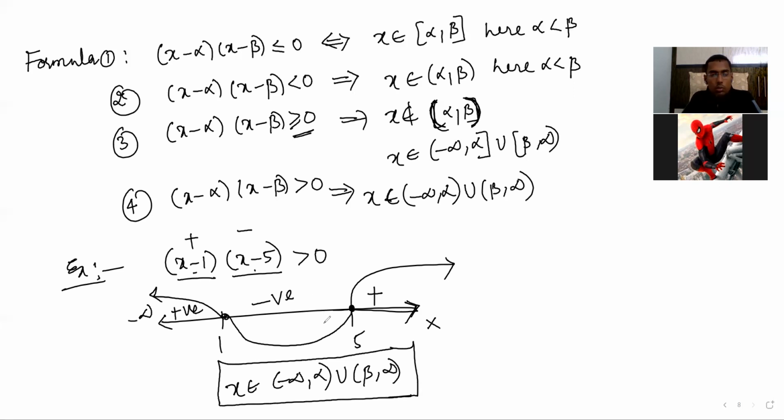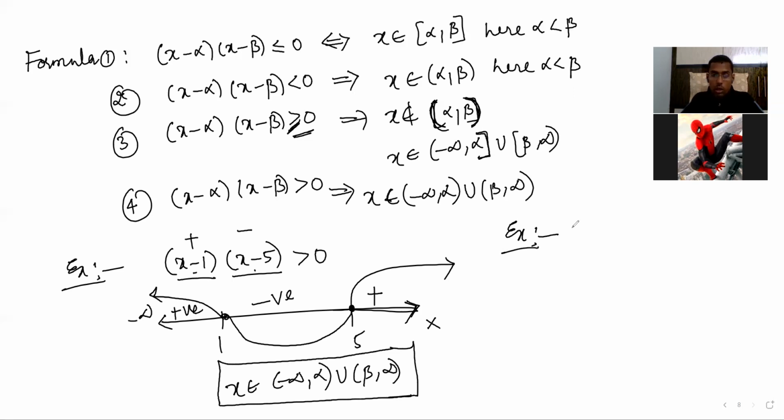Sir, I have a small doubt. In the third formula, x belongs to minus infinity to alpha. Why is it a closed bracket? Closed bracket, why? Because equal to is there, no? So here, for example, understood.